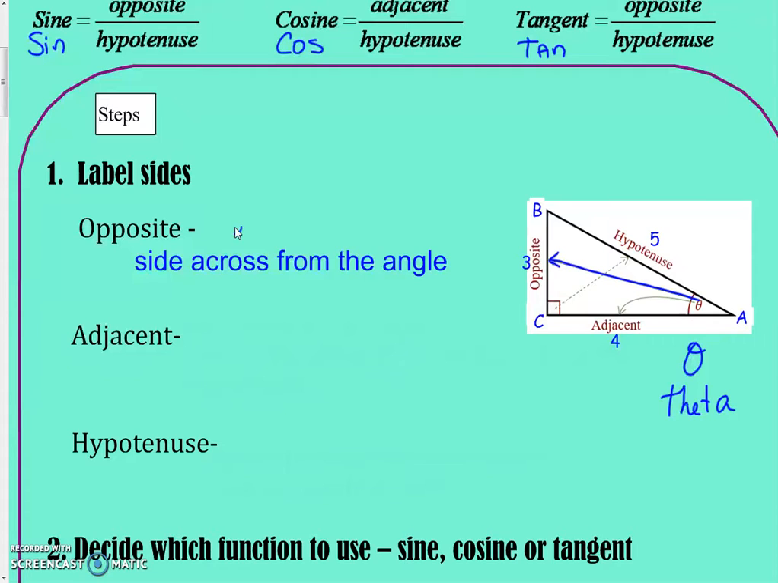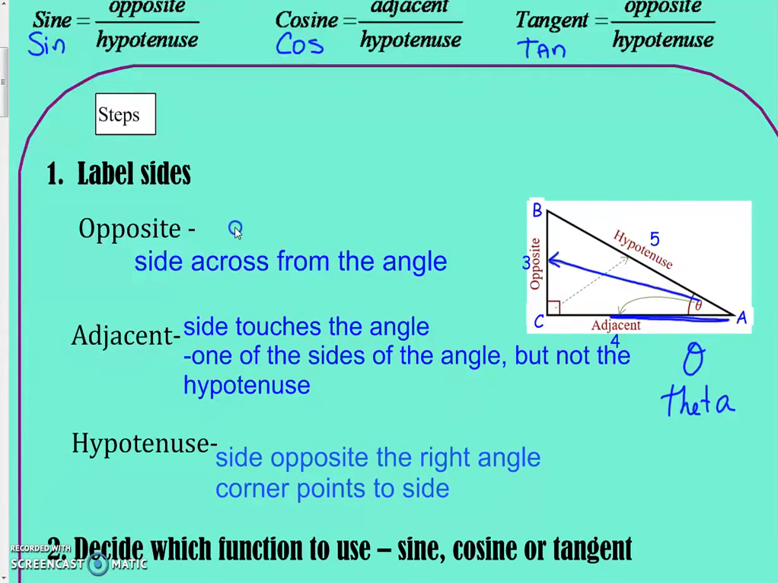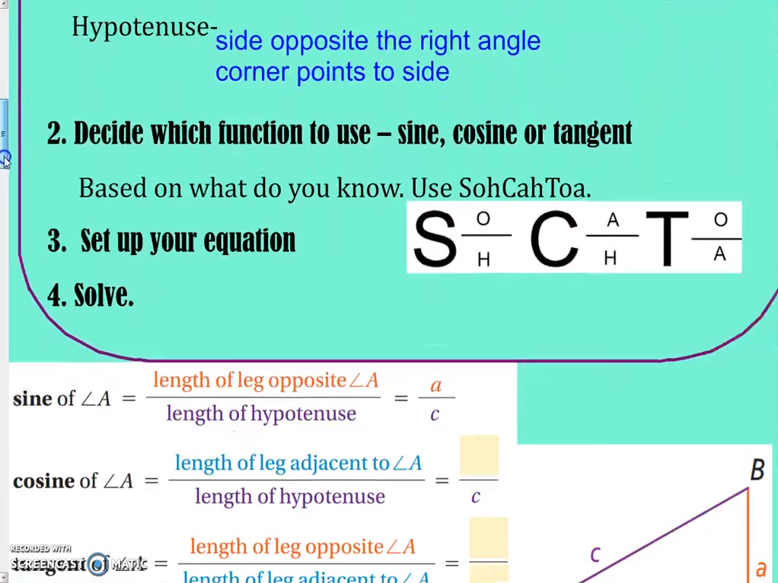All right, adjacent. So adjacent is actually going to be a side of the angle itself. So it's a side that touches the angle. It's one of the sides of the angle, but it's not the hypotenuse side. The hypotenuse side itself is the side opposite the right angle. The corner of the right angle actually points to the hypotenuse. It's always also going to be the longest side of your triangle.